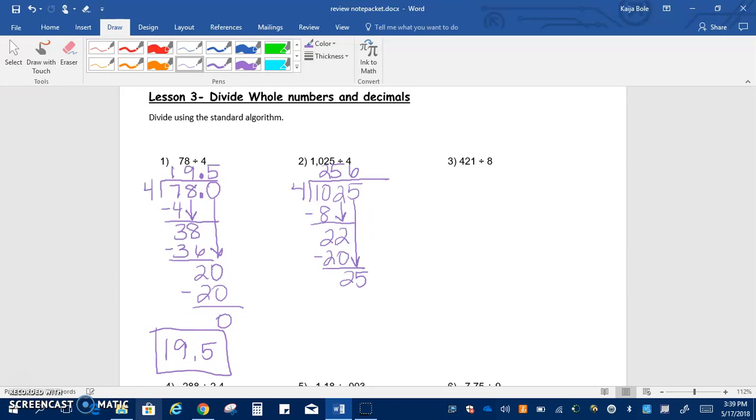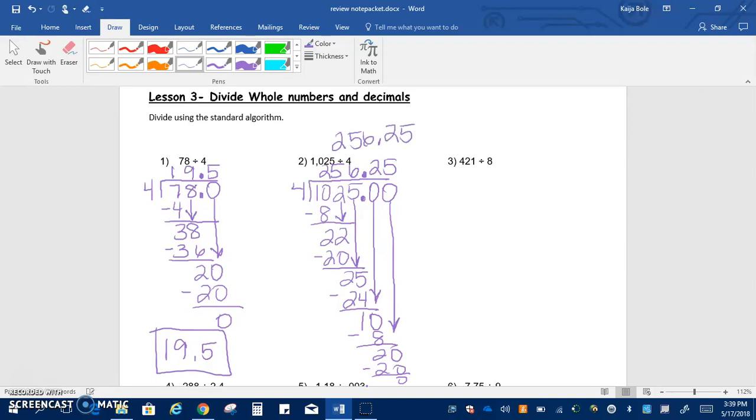How many groups of 4 go into 25? 6 groups. Subtract 24, I'm left with 1, but I have no numbers left up top, so that means I need to add a decimal, bring it straight up, and then add a 0, and bring the 0 down. How many groups of 4 go into 10? That would be 2. I subtract 8, so I'm left with 2. Add another 0, bring it straight down. How many groups of 4 go into 20? That would be 5. And I subtract 20, and I'm left with nothing. So my final answer would be 256.25.